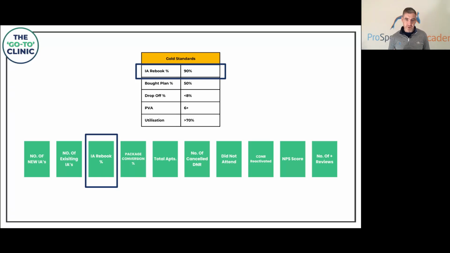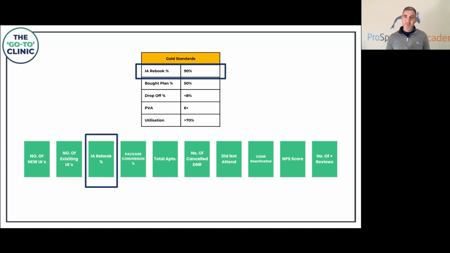So the key thing that I will say, first of all, is that out of the IA rebook percentage and the package percentage, the IA rebook percentage is king, okay? I always say to my own clinicians that the package percentage, hitting 50% conversion, so if you offer packages of care in your business, that 50% of your patients opt to buy into it, I like that as a metric, but the most important metric is the IA rebook. Because even if they don't buy into a package, once our PVA is good and our drop-off percentages are good, it doesn't matter about the package as such.